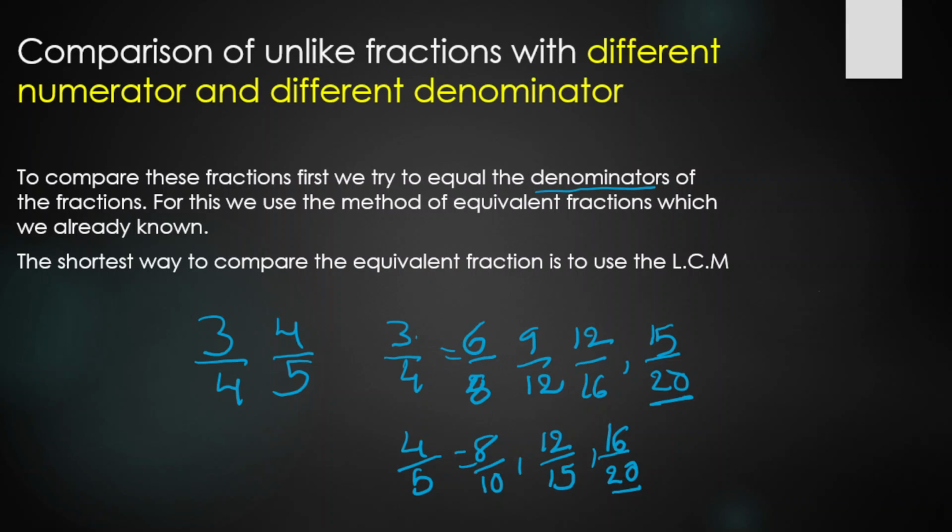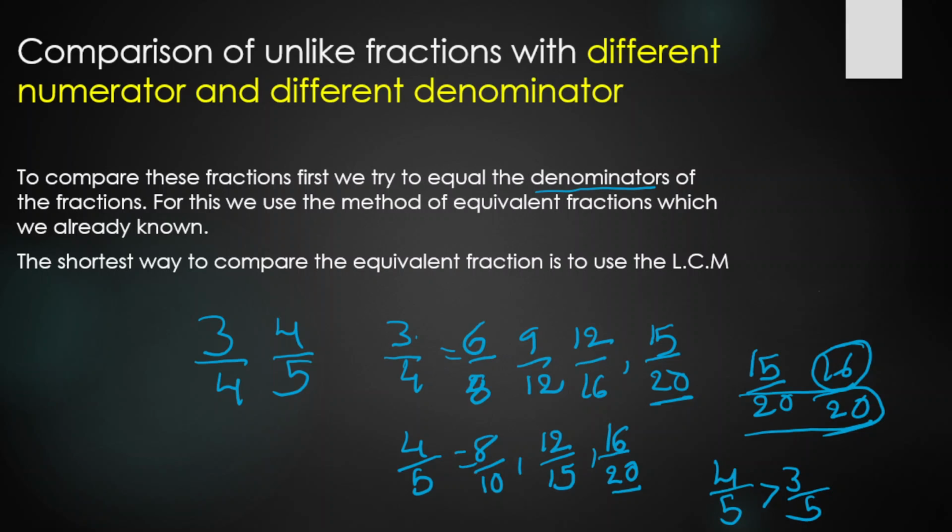Here both the denominators are equal, so we will take 15 by 20 and 16 by 20 as the equivalent fractions for 3 by 4 and 4 by 5. So let's compare these fractions, 15 by 20 and 16 by 20. Here these are like fractions with the same denominator. So in like fractions, the greater numerator is the greater value. So here 4 by 5 is greater than 3 by 4.